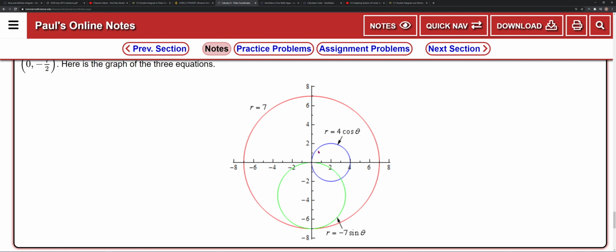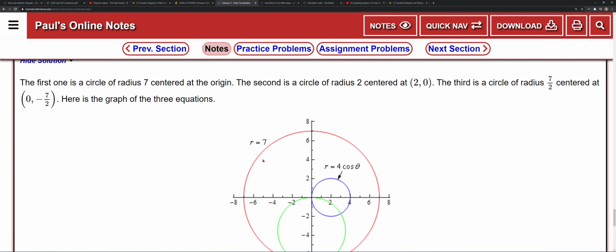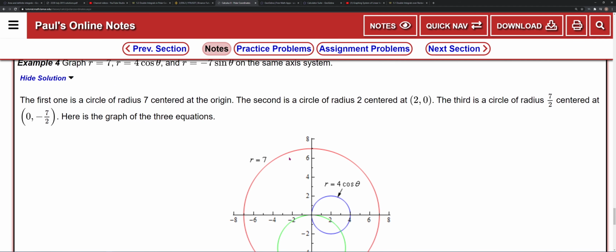We could probably ignore these. We wouldn't use these in this class, right? So we have r is equal to 7, which is a circle of radius 7 that's centered at the origin, right? So this red circle is a circle of radius 7 centered at the origin, and in polar coordinates, the equation would be r is equal to 7, right?